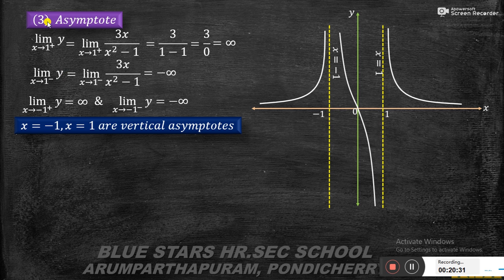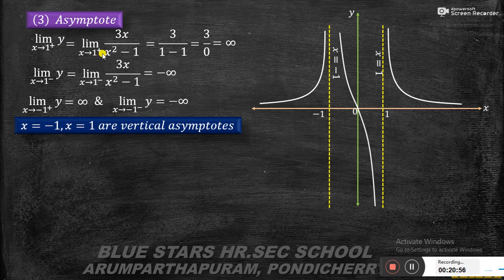So next asymptotes. So now we find out the asymptotes. So that means the denominator term is x square minus 1. So x square equal to 1, that means x equal to plus or minus 1. I take x equal to 1. So x tends to 1, limit x tends to 1 of y equal to limit x tends to 1, I substitute the function 3x by x square minus 1. I substitute 1.